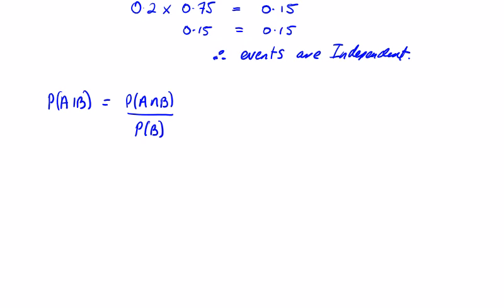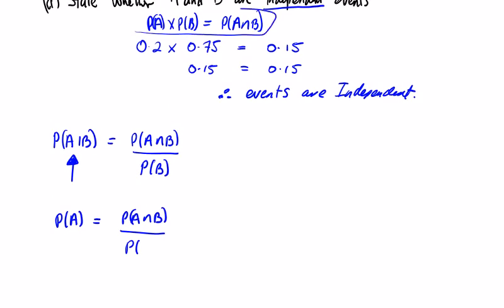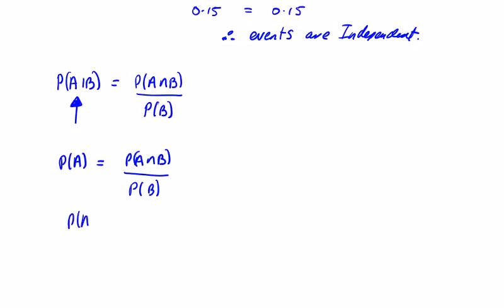We said earlier that the probability of A given B, so the probability of A happening given that B has already happened, if that's equal to the probability of A, we can say the events are independent. So if we replace that with the probability of A, you can see where the other formula comes from, this one here. So we just cross multiply, and you can see that the probability of A by the probability of B is equal to the probability of A intersection B.